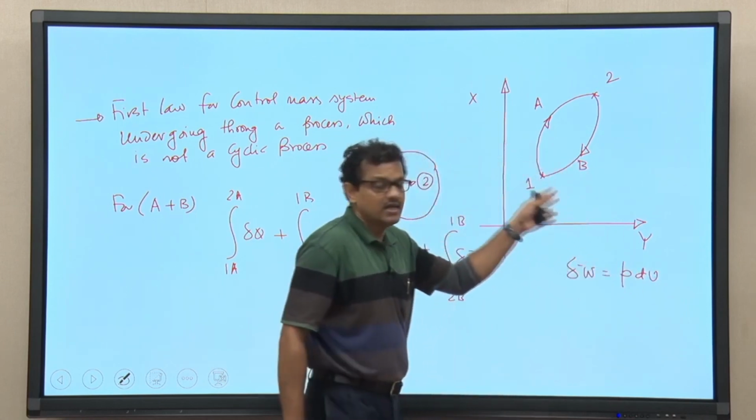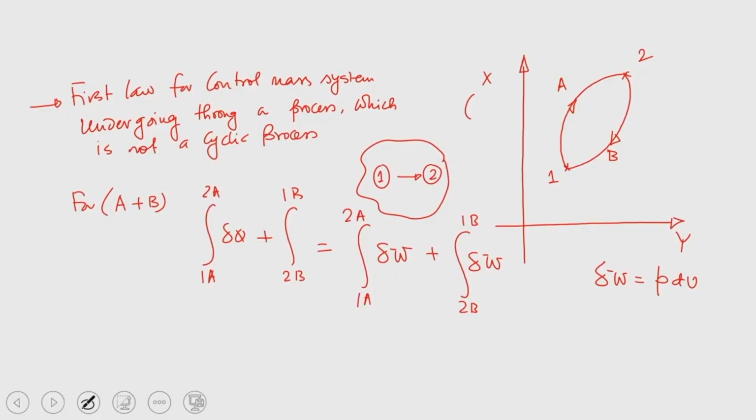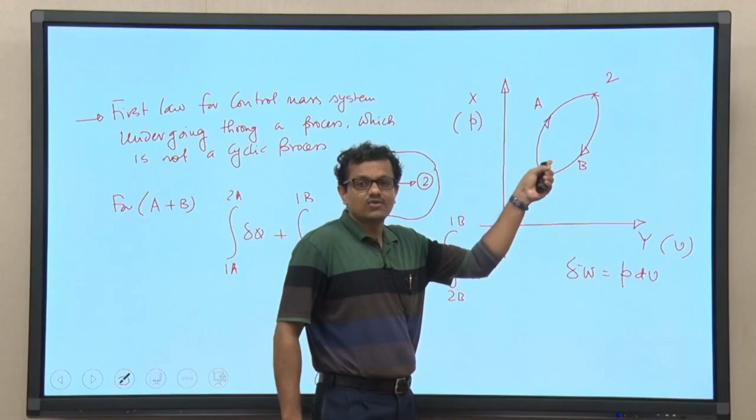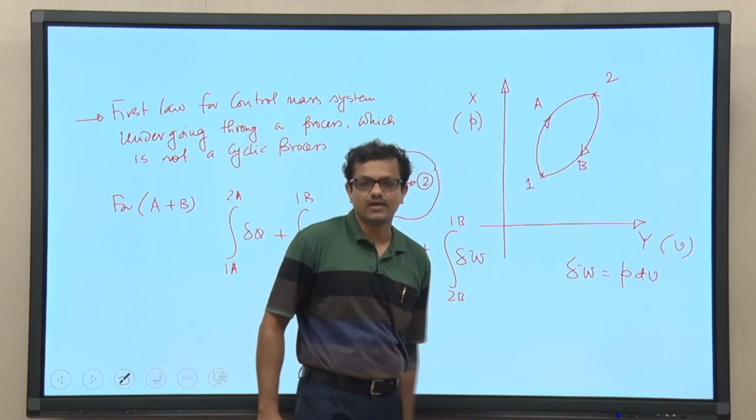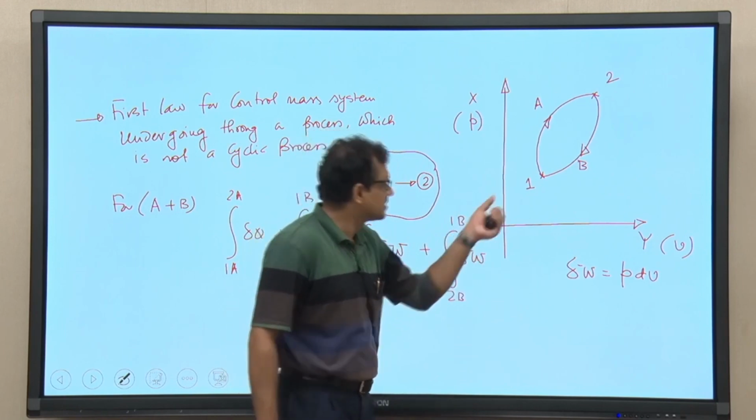Now, if this is pressure P and this is volume V, try to understand: if these two properties x and y are pressure and volume, the change in volume and pressure following path A is not equal to following path B. If that is the case, definitely the work done will be different. So, this is a path function.